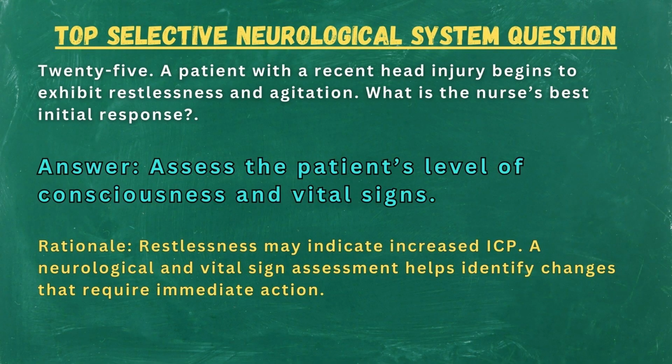25. A patient with a recent head injury begins to exhibit restlessness and agitation. What is the nurse's best initial response? Answer: assess the patient's level of consciousness and vital signs. Rationale: restlessness may indicate increased ICP. A neurological and vital sign assessment helps identify changes that require immediate action.